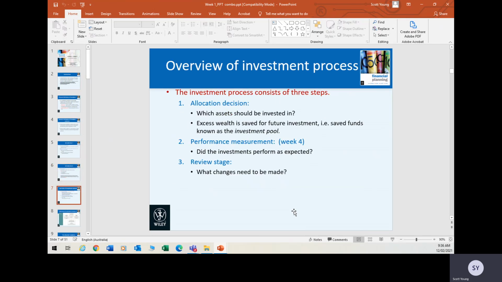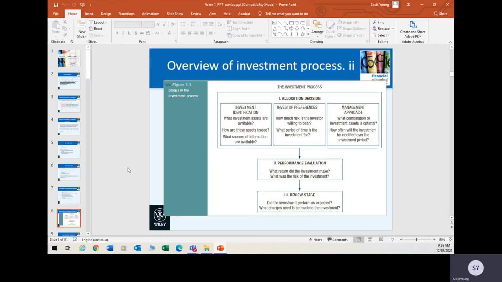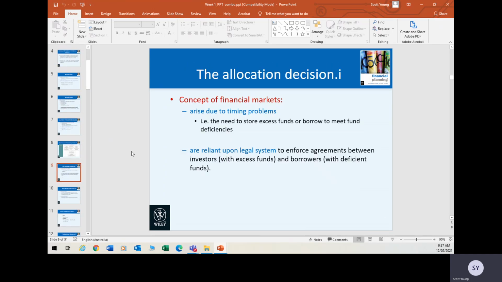Okay, then it talks about a 3-step process. I'll leave it here in regards to detail. I'm going to start picking some of this up in our live session in week 1, but you'll see we cover that. There's a nice diagram there from other resource reading material. So essentially in week 1, we're dealing with the allocation decision, investment identification, investor preferences, and the management. Performance evaluation is week 4, and then we look at that review later. So I'm just showing you ahead what some of these slides are.